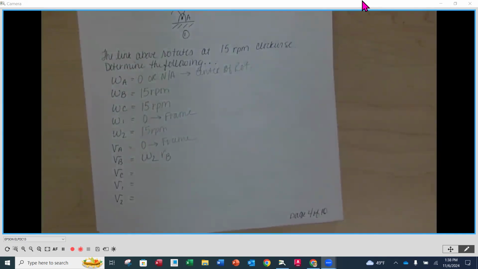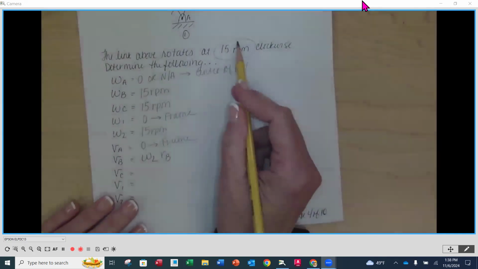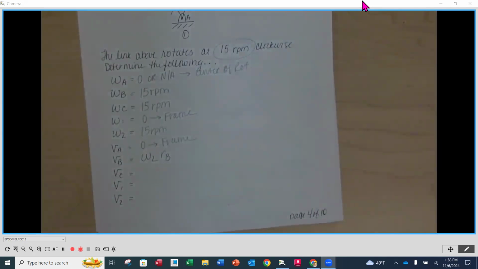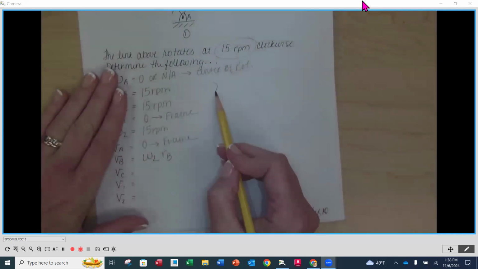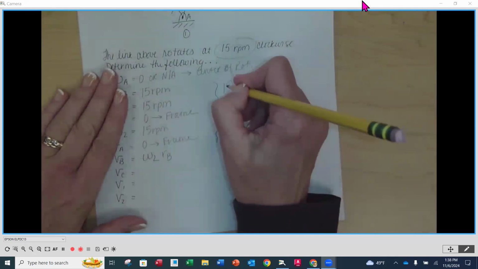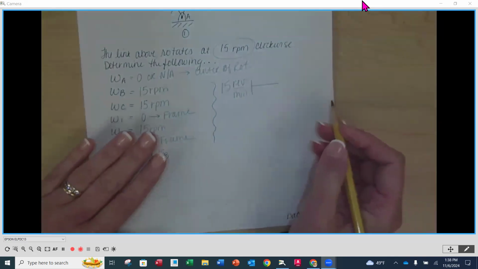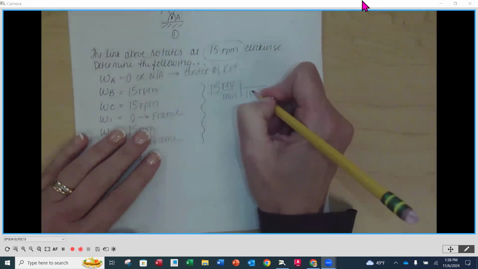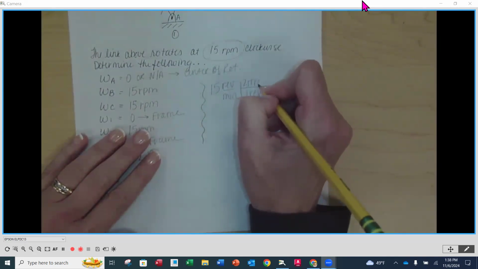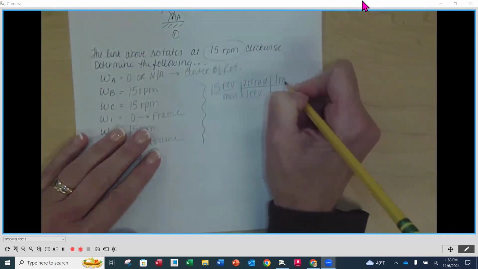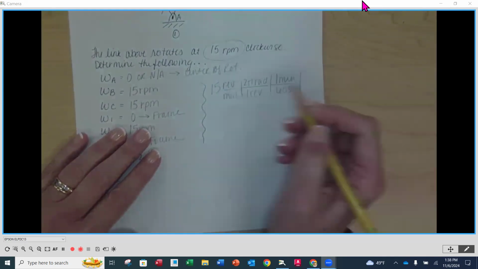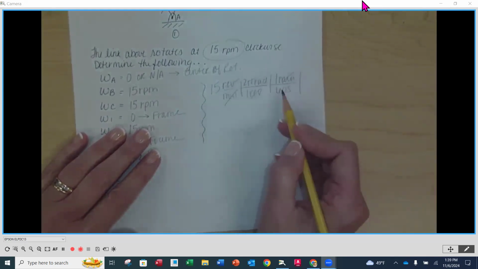Now, we're using W2 in an equation. It is given to us at 15 RPMs. Are we going to put 15 RPMs for W2 in this equation? No, we need to convert it to radians per second, right? So I'm going to do that work up here. 15 revolutions per minute, and I'm going to show my work for the conversion. 1 revolution is 2 pi radians, 1 minute is 60 seconds. Minutes cancel, revolutions cancel, radians per second.